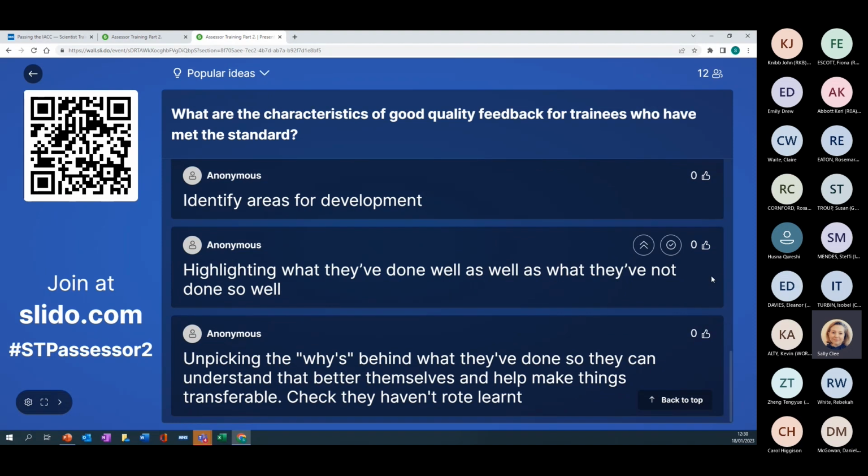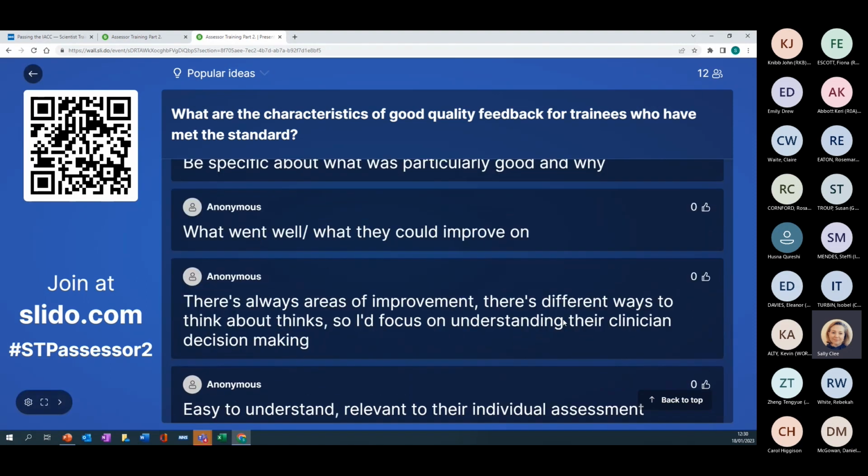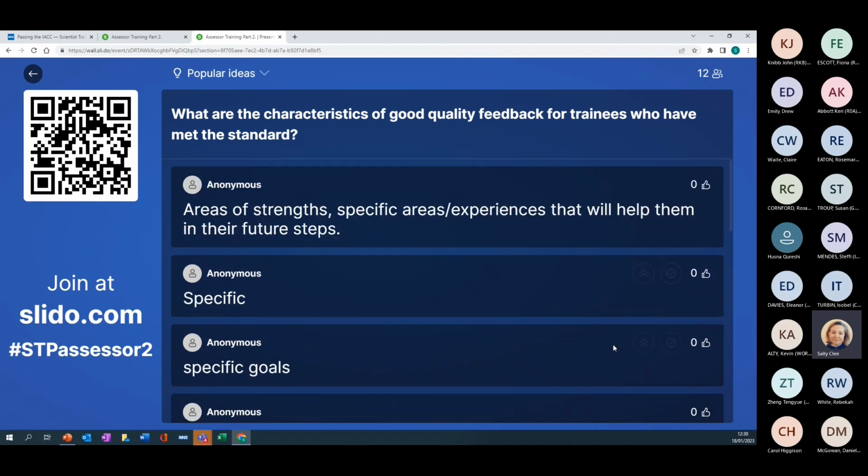Yeah, highlighting what they've done well as well as what they have not done so well yet. Yeah, so unpicking the whys behind what they've done so they can understand that better themselves and help make things transferable. Check they haven't just learned it, or that it's just, you think, oh yeah, they really understand that, but it might be that some aspects of it were a bit of a fluke, for want of a better phrase. So making sure that they understand the why behind it is really important. Yeah, definitely. And you can pick up on that as part of the interview process as well. Yeah, fab.